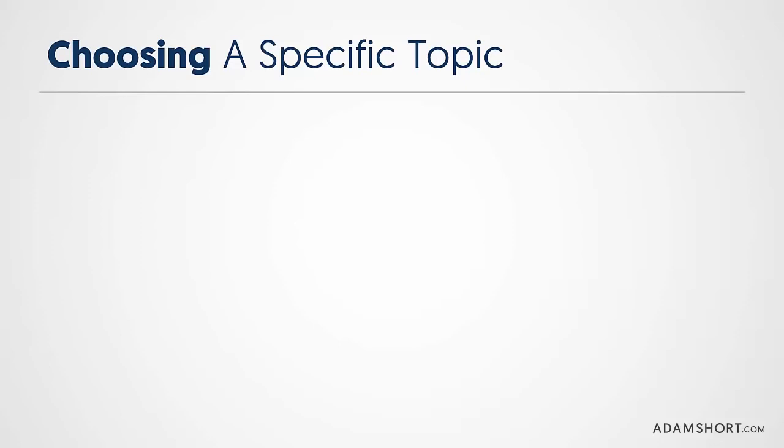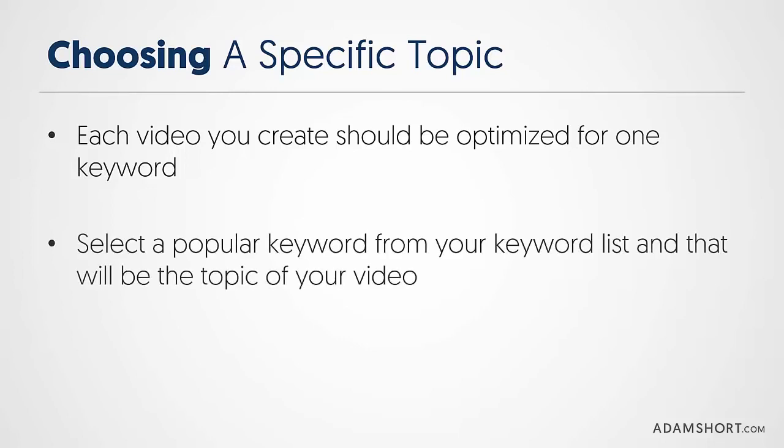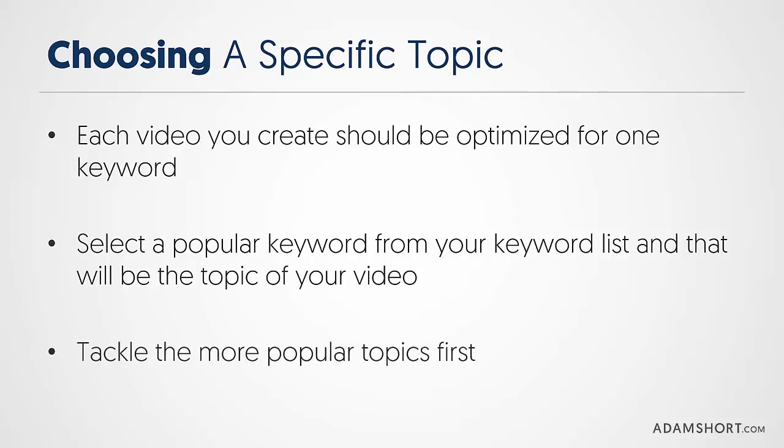So again, the first step in the video creation process is choosing a specific topic. So this is actually the only step that you're going to need to do yourself. After you do this, then you'll be outsourcing the rest of the video creation process to other people, which I'll talk about in just a sec. But again, each video you create should be optimized for one keyword. So what you want to do is select a popular keyword from your keyword list, and that will be the topic of your video. And I recommend tackling the more popular topics first.